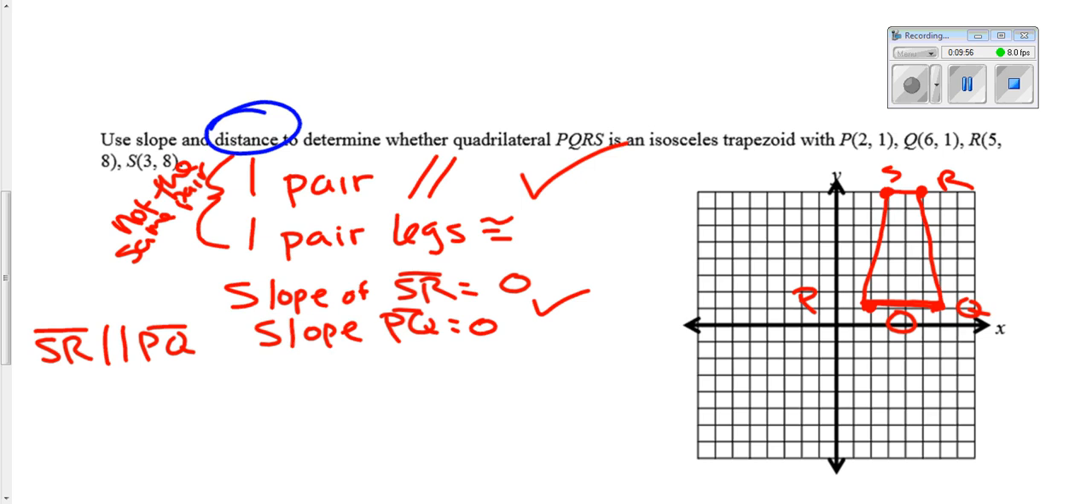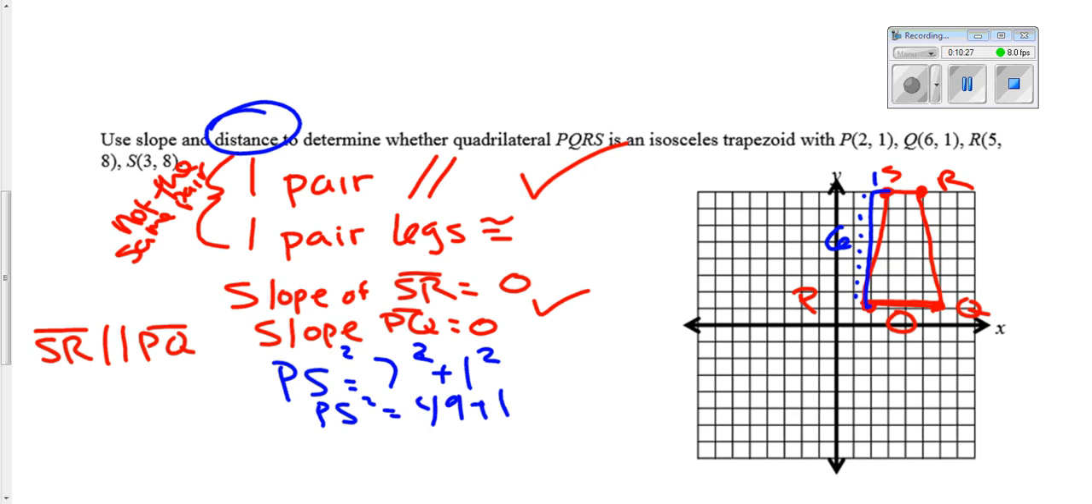I know not SR and PQ because they're the parallel sides, so I'm going to do from here, so up and over, so I went up 6 over 1. So if I'm doing my length of PS, 6 squared plus 1 squared equals PS squared. Was it 6? Did I count wrong? 1, 2, 3, 4, 5. Sorry, 7. 7 squared plus 1 squared. All right, so 7 squared is 49. 1 squared is 1. So PS equals the square root of 50.